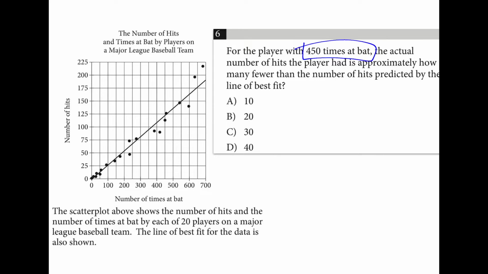For the player with 450 at-bats, their actual is how many fewer than the prediction? So here's 450. If I follow that up, here is the actual, and here is the line of best fit. That's pretty close, even with a scale of 25. The smallest one is going to be the answer here.